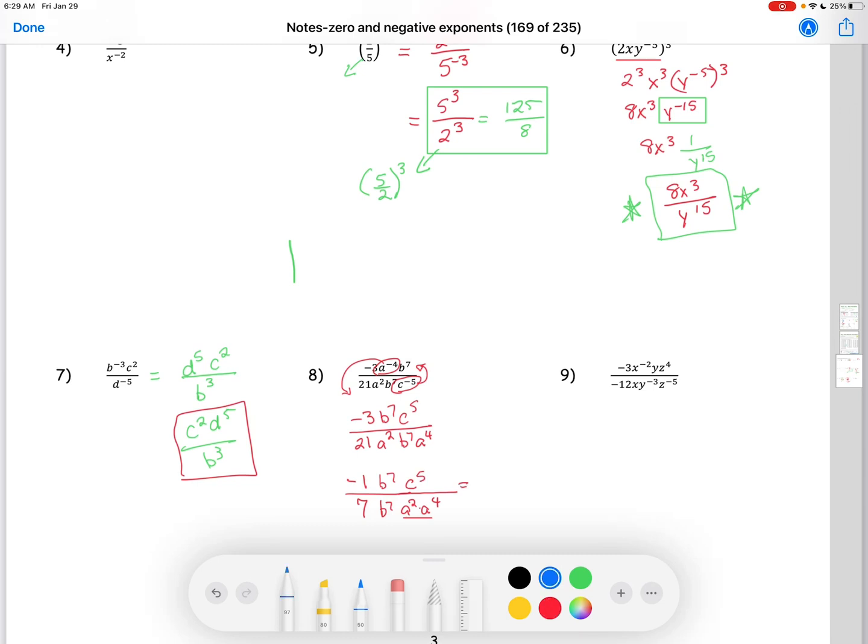So a couple of things need to happen. B to the 7 minus 7 is b to the 0, which is 1. So we can just cancel that out. And we already said that this was the product rule, so this is a to the 6. All right. So our final answer here is negative c to the 5 over 7 a to the 6.